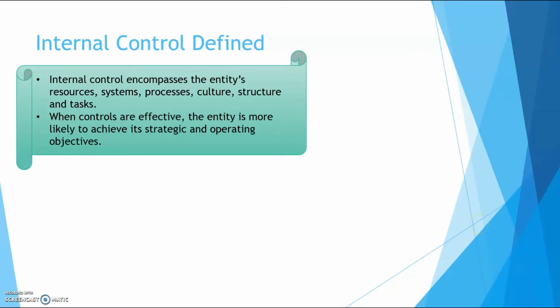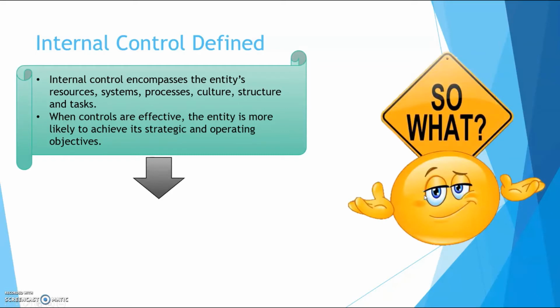So this is a bit more of an internal control definition, a bit more of the practical, what it actually means. Internal control encompasses the entity's resources, systems, processes, culture, structure and tasks. When controls are effective, the entity is more likely to achieve its strategic and operating objectives. So I guess what you're probably all thinking at home is, well, so what? What does this mean from an audit perspective? How does it all come together?